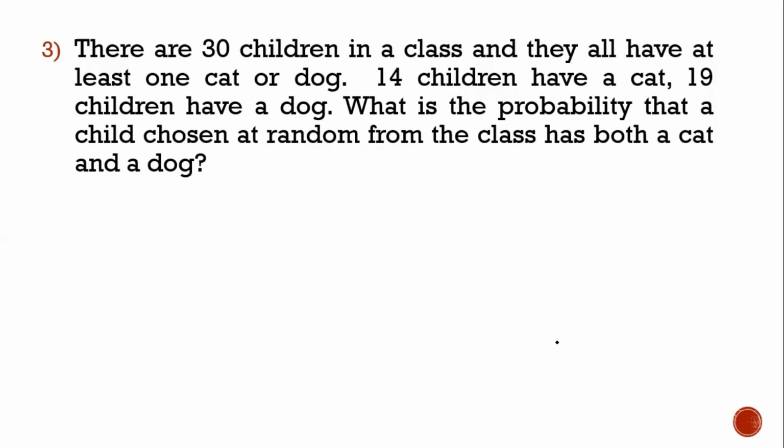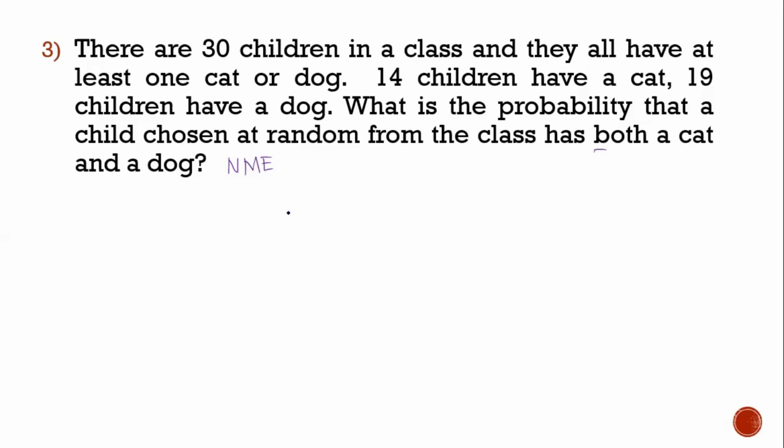Next. Okay. There are 30 children in a class and they all have at least one cat or dog. 14 children have a cat and 19 children have a dog. What is the probability that a child chosen at random from the class has both a cat and a dog? So when you say both, it means it can happen at the same time. So this problem shows that it is not mutually exclusive. But to solve it properly, we can also use the Venn diagram.